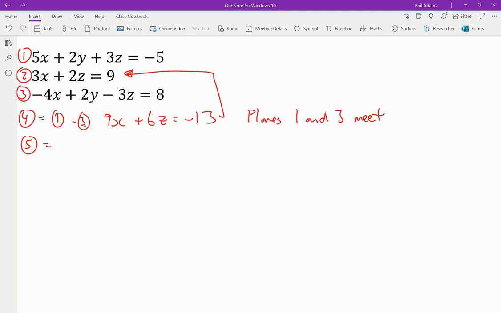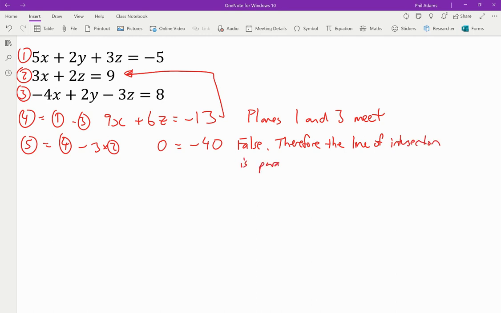So I'm actually going to combine those two. I'm going to take equation 4 and just take away 3 lots of equation 2. So 9x minus 9x is 0, 6z minus 6z is 0, and negative 13 minus 27 is negative 40. So we get a false statement. So therefore, we know that the line of intersection of 1 and 3 is parallel to plane 2.